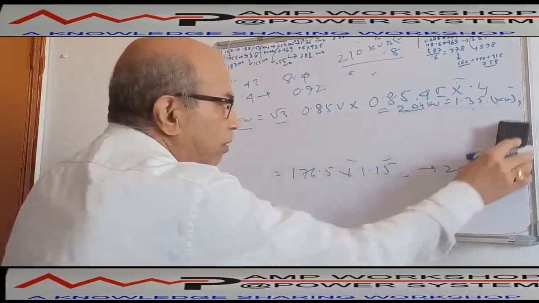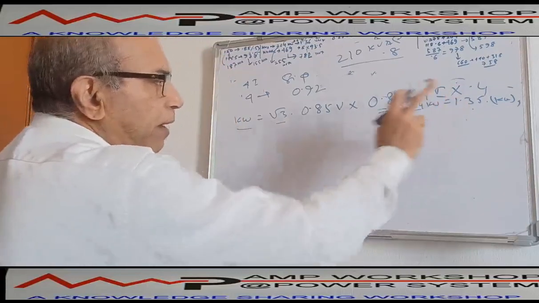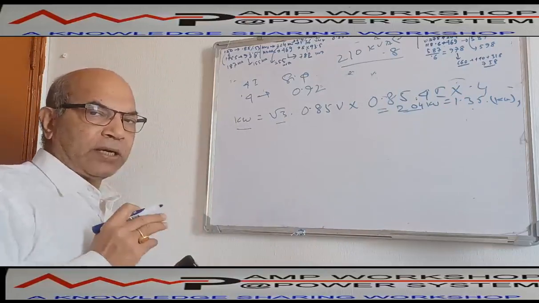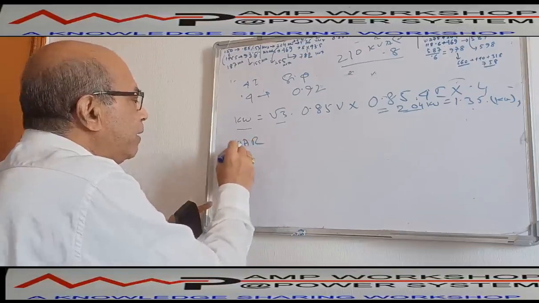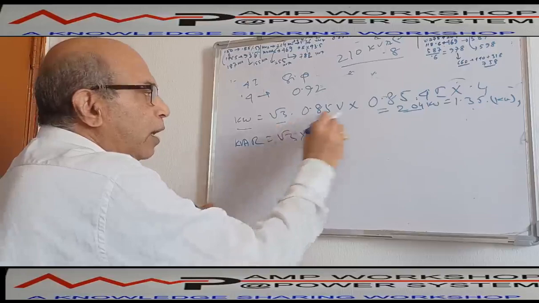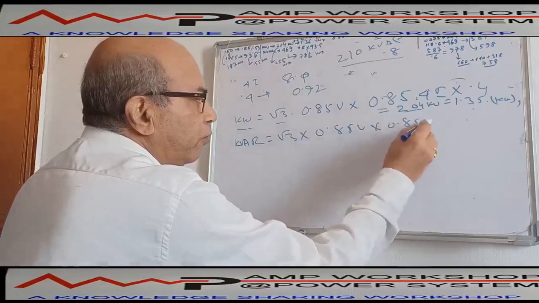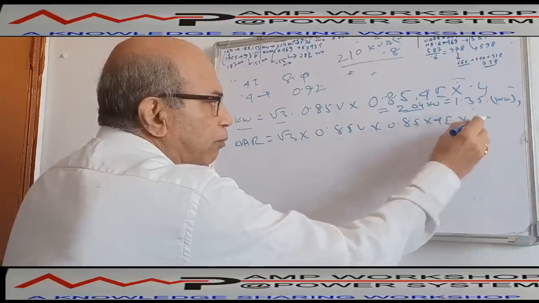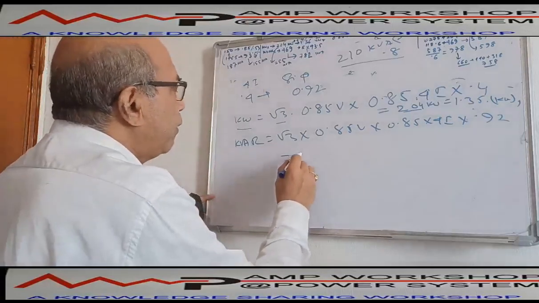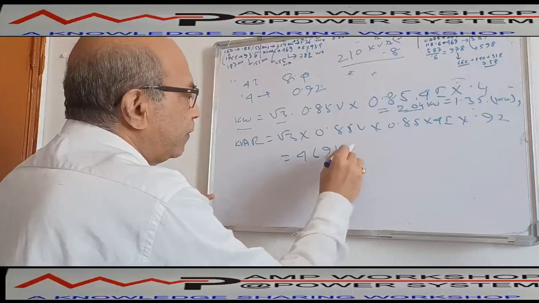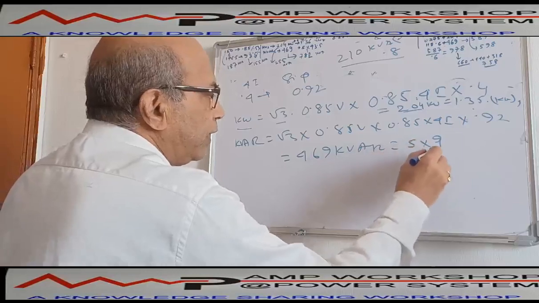Now the starting kilowatt of the motor. During starting time we can see it is not drawing huge current, huge kilowatt, it is only 35% extra power it is drawing during starting. Now if we see the kVAR, how much kVAR it will be drawing from the line during starting, that equal to, same way, root 3 into voltage into 0.85 into 4 into I into sin phi, which is 0.92. If you calculate this part, this will be coming approximately 469 kVAR, which is equal to approximately 5 times of the rated kVAR.